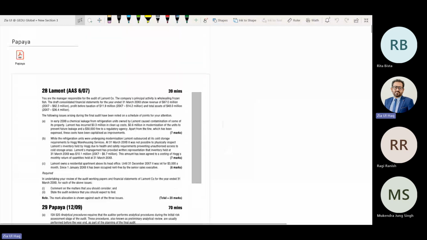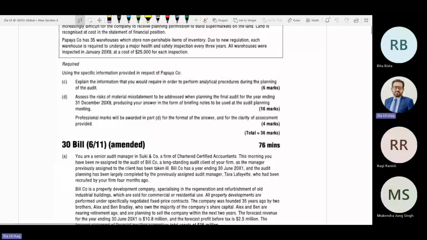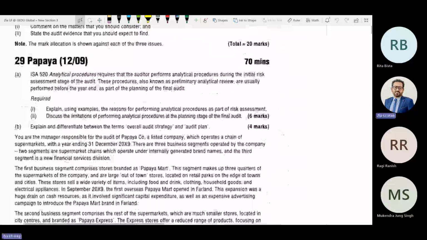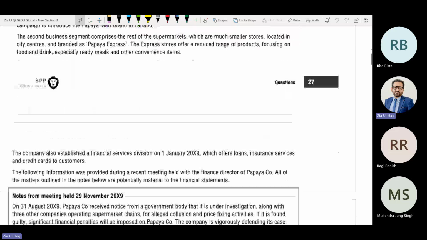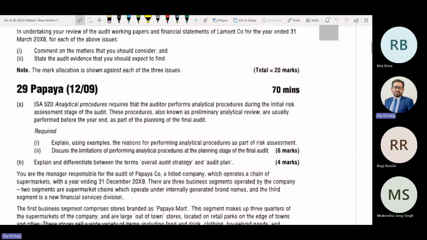So we have covered audit planning, audit risk, analytical procedure. So let's move towards a good question on audit planning. We're having this question, Papaya. There are different requirements of the question. Part A for 6 plus 4, 10 marks. And then there is part B, and then there is part C and part D of the question. Altogether 36 marks question. So let's see what is part A.